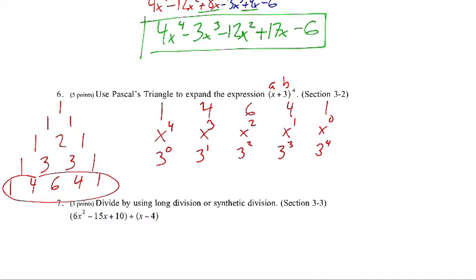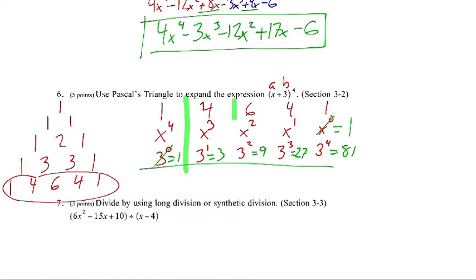Now before we do any multiplying of our terms, which we'll do down below, let's see if we can simplify any of this stuff. So remember, anything to the 0 is just equal to 1. So 3 to the 0 is equal to 1, also x to the 0 is equal to 1. See if there's any other terms we can simplify. 3 to the first is 3, 3 squared is 9, 3 to the third is 27, and 3 to the fourth is 81.